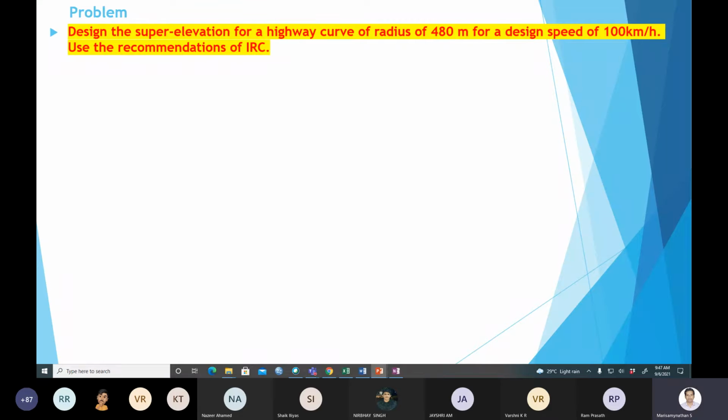Then the next problem: design the super elevation for a highway curve of radius 480 meter for a design speed of 100 km per hour. Use the recommendations of IRC values wherever it is necessary. So they are simply asking what the super elevation value is when the radius is 480 meter and the design speed is 100 kilometer per hour. These are the two things given, for the mixed traffic conditions of the Indian scenario.